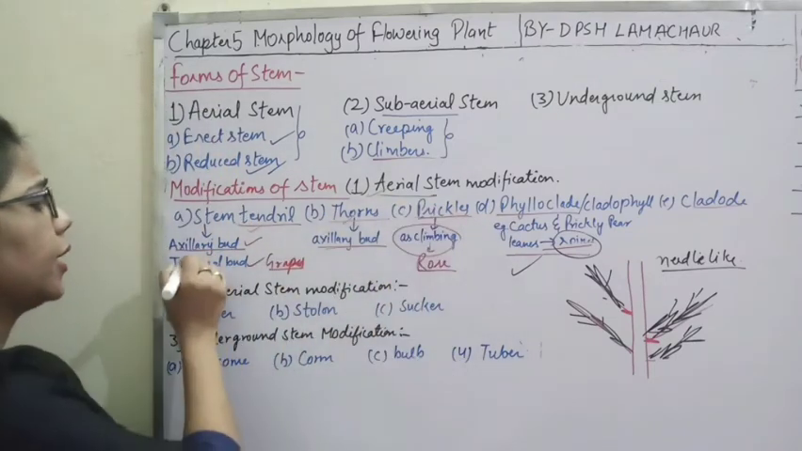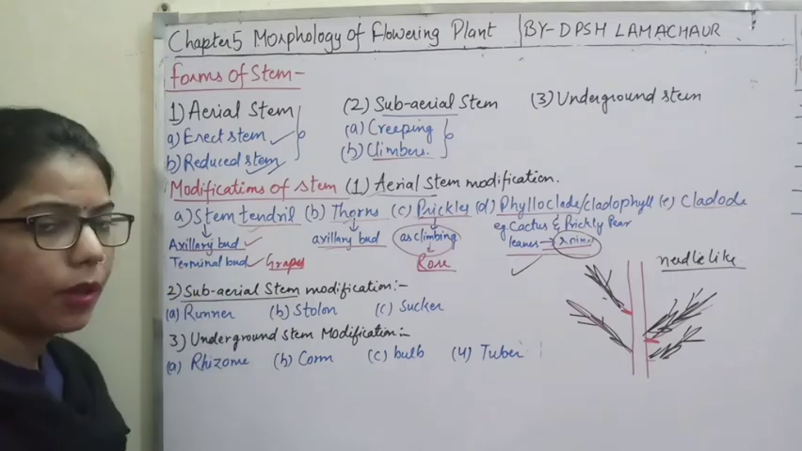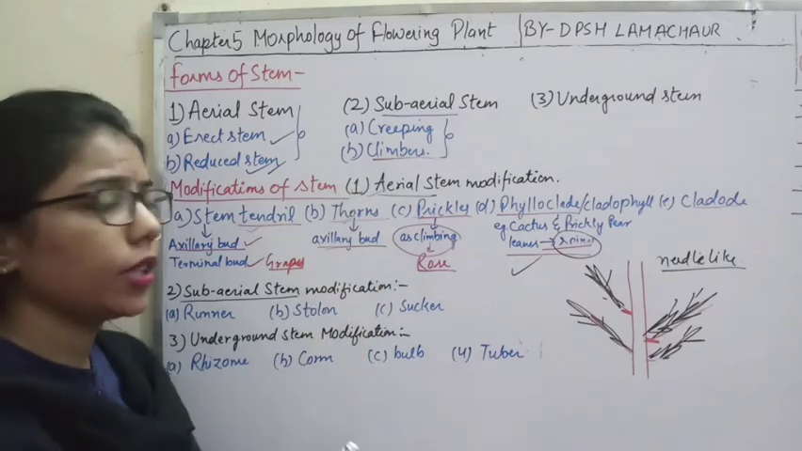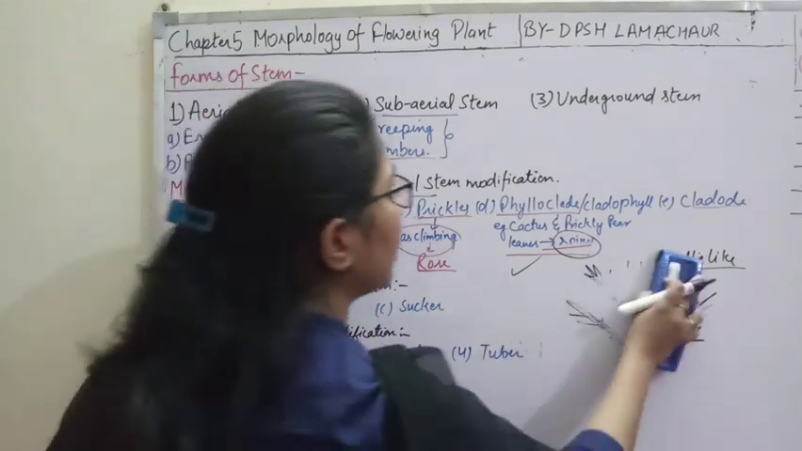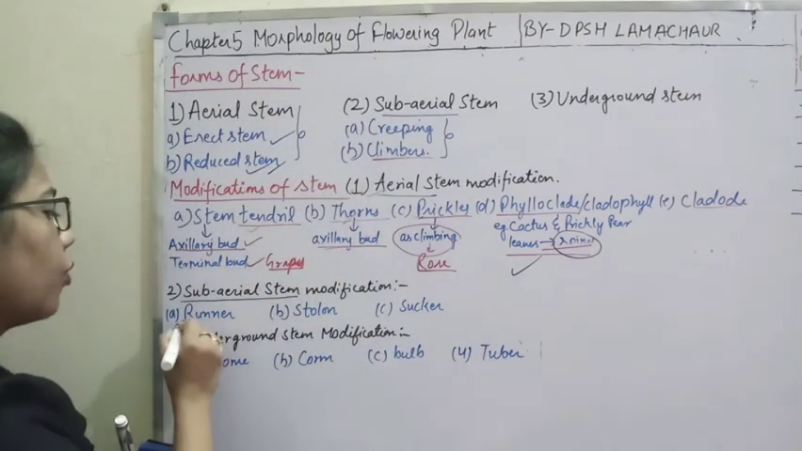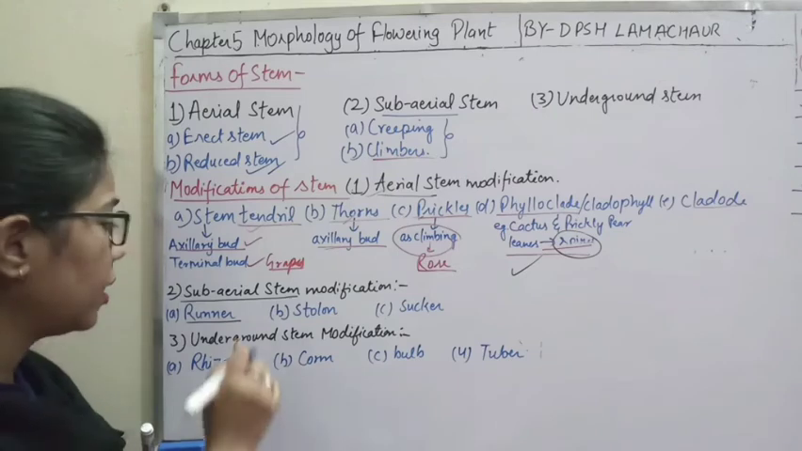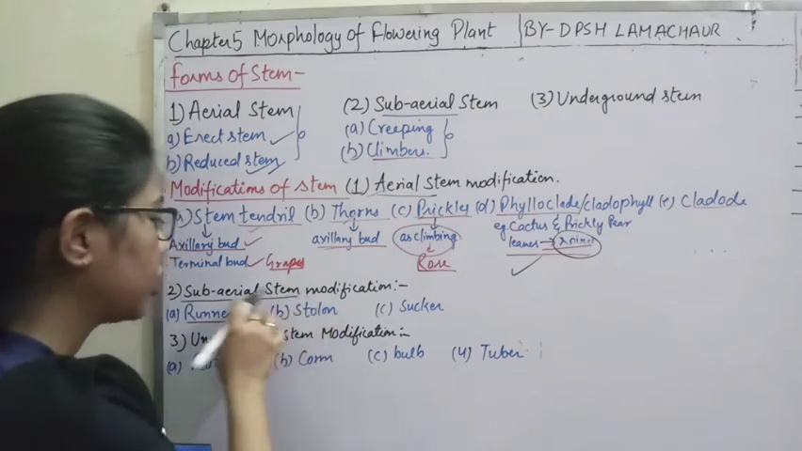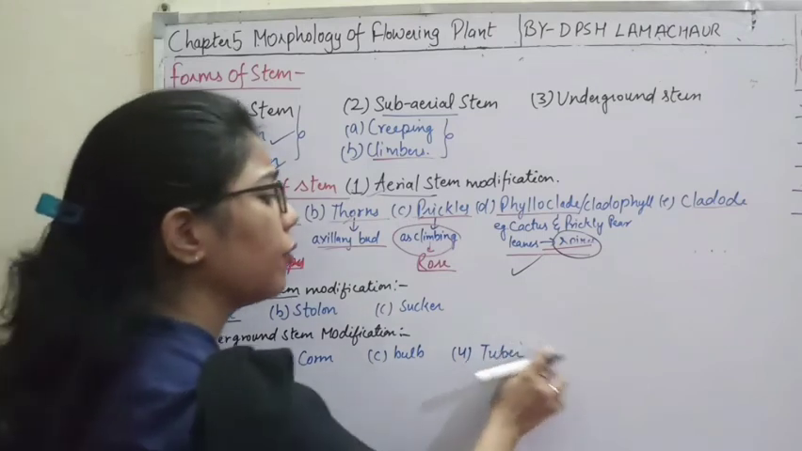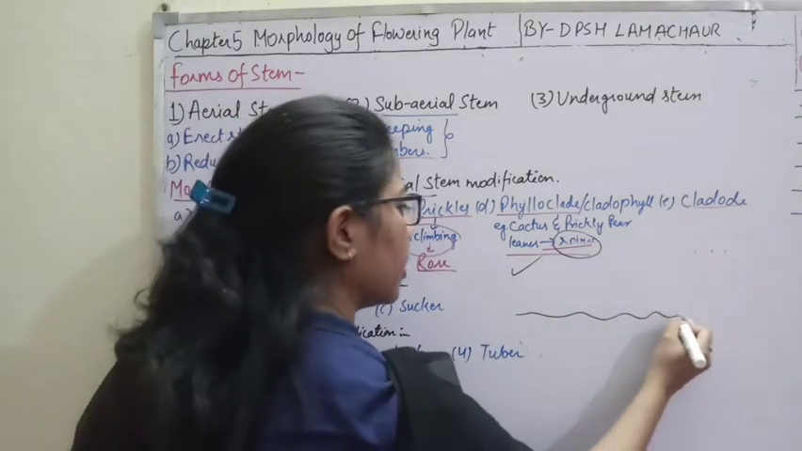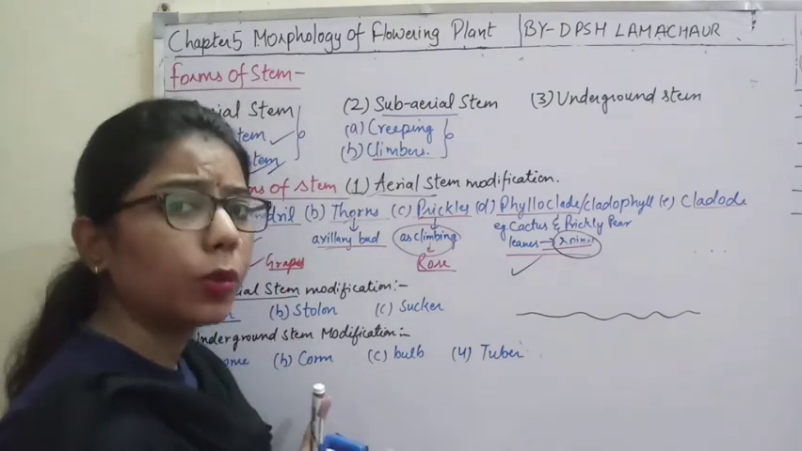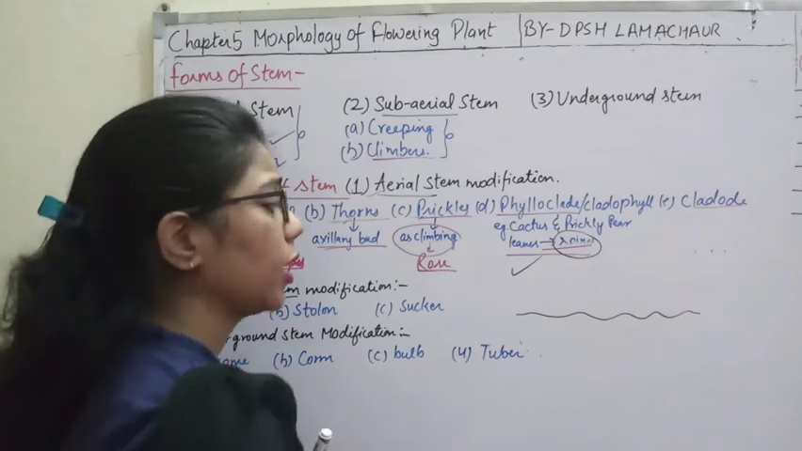Now we will study the modifications in the subaerial stem. Subaerial means, as I have said, creeping or climbing structures, those come under the subaerial stem. So what is the runner? The runner is another method of modification in the stem. The name itself indicates it: something which grows creeping on the ground. For example, we can take doob grass or lawn grass, Cynodon dactylon.